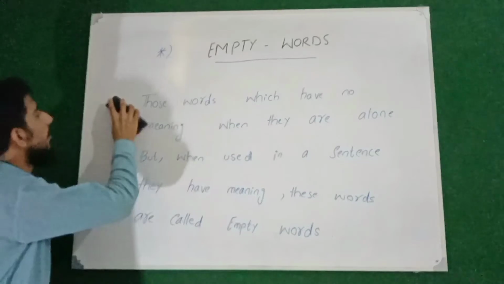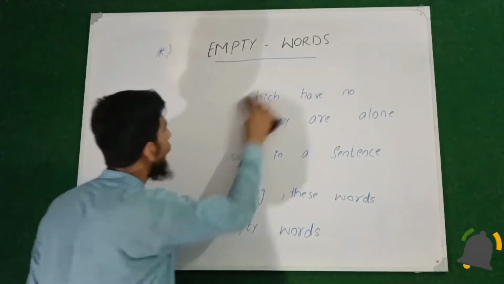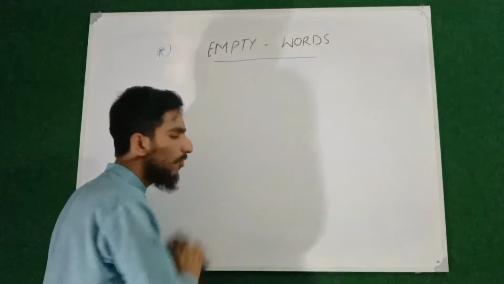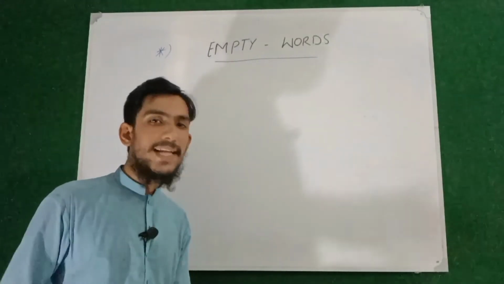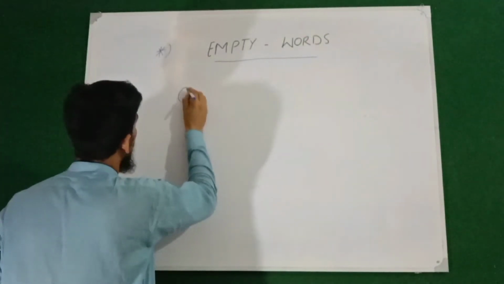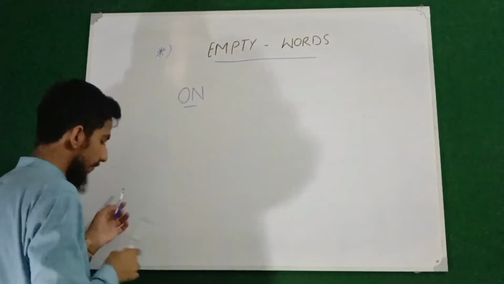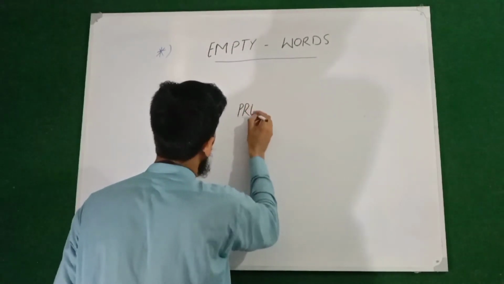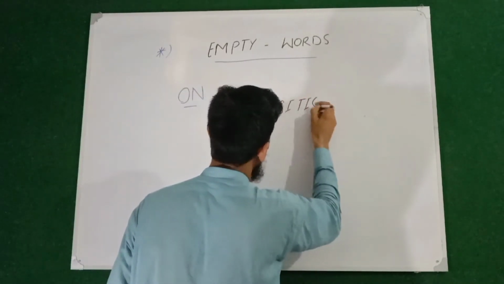So now, hope you guys took the screenshot. Now I will be giving you a short example of empty words. So remember that empty words are those words which have no meaning when they are alone, but when used in a sentence they give us meaning. For example, on. Remember that we will be discussing this in detail. On is basically a preposition.